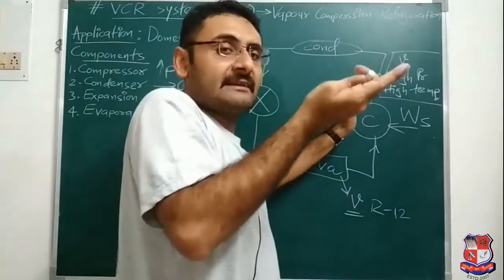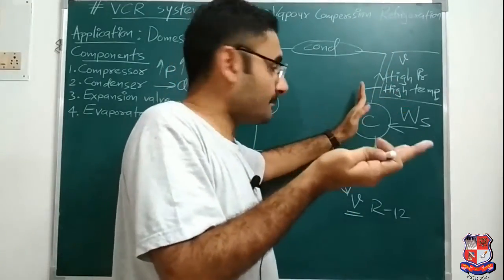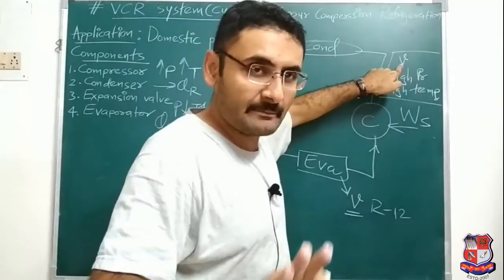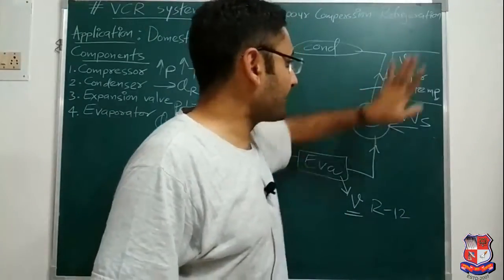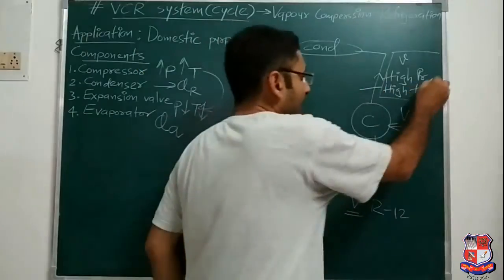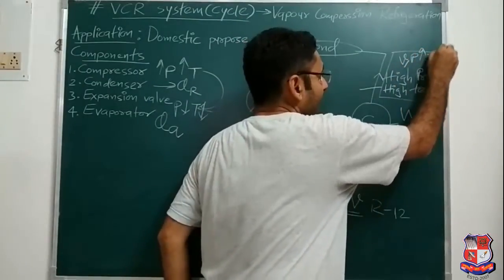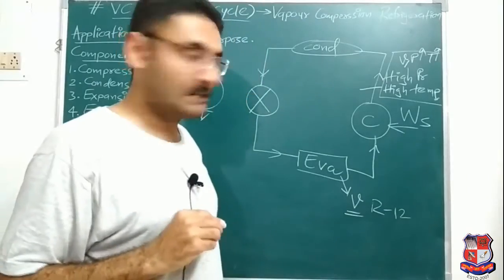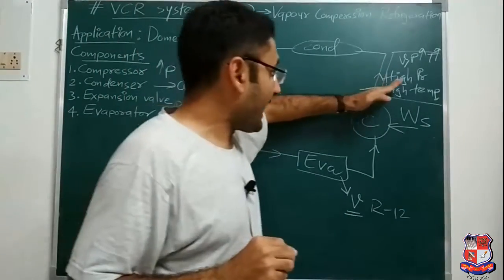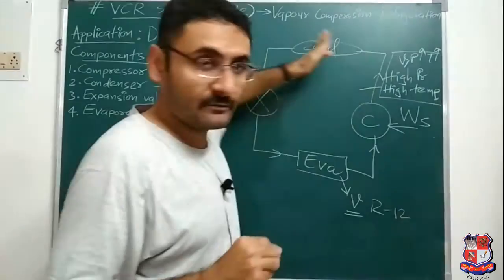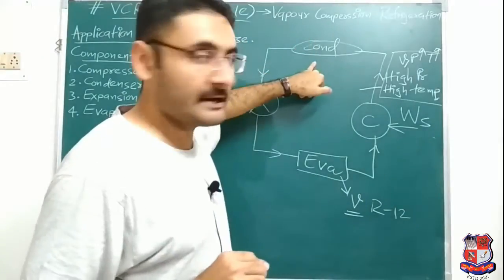So if you increase the temperature of the vapor, what happens? Its form will remain vapor, but its pressure and temperature are very high. So over here I will write that the vapor form is present having high pressure and high temperature. Now that high pressure, high temperature vapor of refrigerant will enter the condenser.